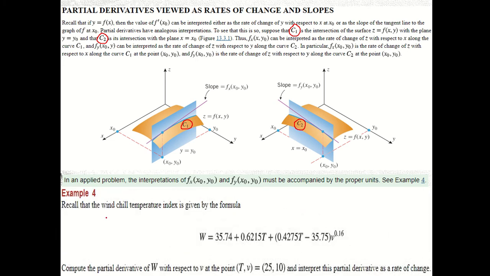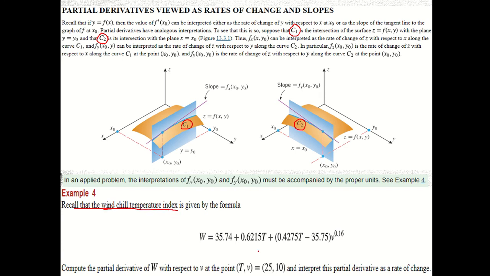In our example number 4, let's recall that the wind chill temperature index is given with the formula W equal to 35.74 plus 0.6215 T plus the quantity 0.4275 T minus 35.75 times V raised to power 0.16. So this is the wind chill temperature index.